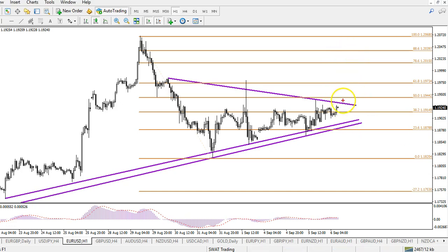It does also depend how price breaks. If there are good, strong candles, and then bull flags, yes, upside continuation is possible too. So a bit of indecision on the euro dollar. We have to see how price responds to this triangle.